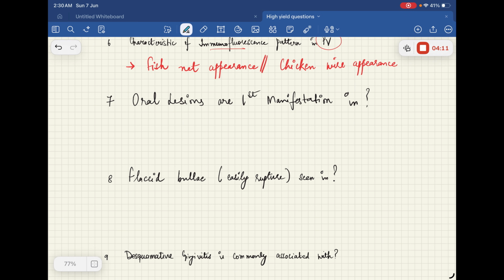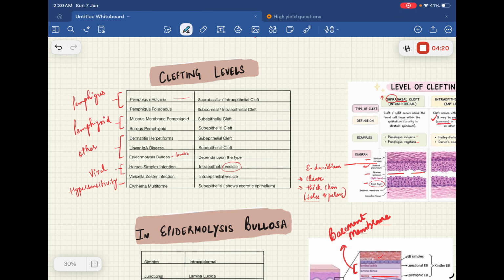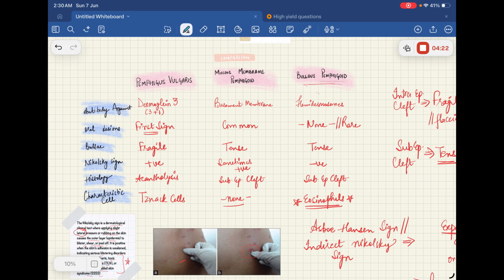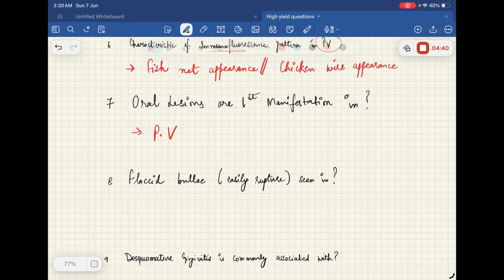Next question. Oral lesions are the first manifestation in. Again, the answer is pemphigus vulgaris. Let's recall the comparison table. Remember that oral lesions are seen in pemphigus vulgaris and mucous membrane pemphigoid. However, they are the first sign or first appearance in pemphigus vulgaris, and in mucous membrane pemphigoid they are common. However, they are not the first manifestation.